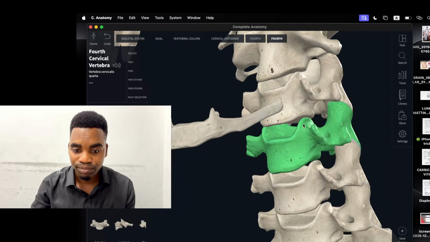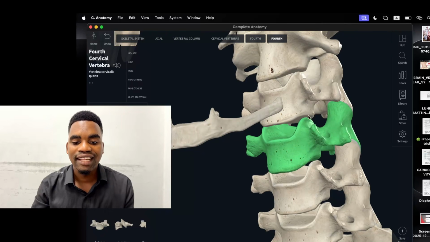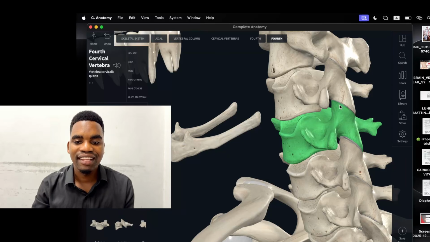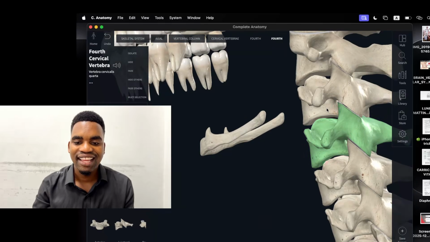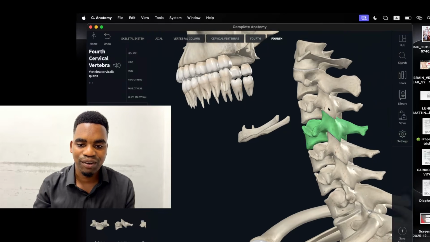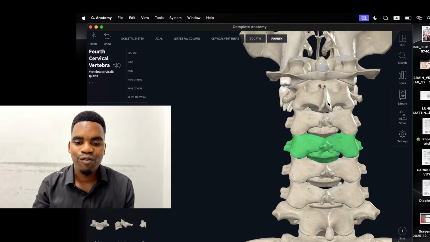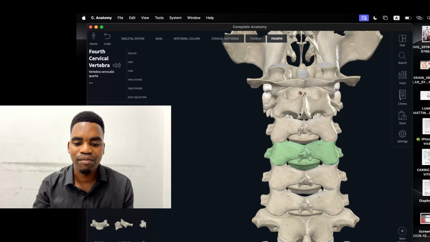Joint number one is the joint of Luschka, which is also called the uncovertebral joint. The other is the zygapophyseal joint, which is also called the facet joint. These are the typical features of the cervical vertebra.